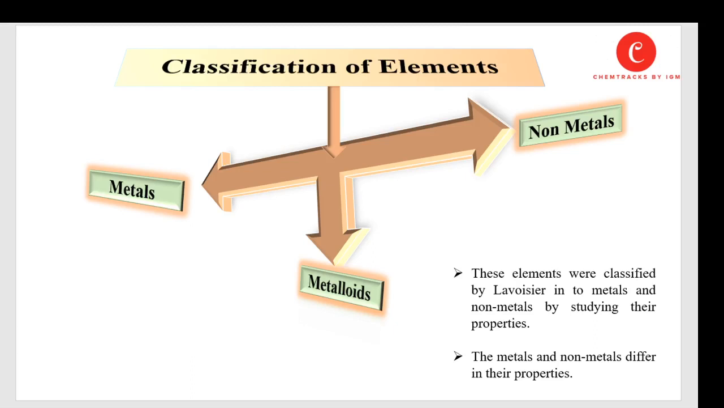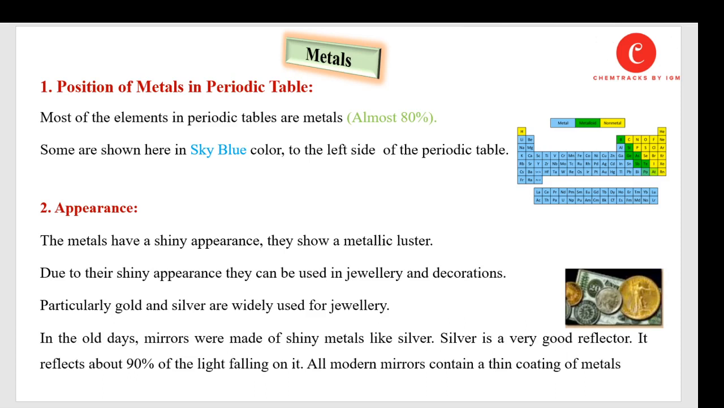In our previous lecture, we discussed the classification of elements into three main classes: metals, non-metals, and metalloids. These elements were classified by studying their properties. We also studied that this classification is based on the difference in the properties of metals and non-metals. So let's discuss their properties, and we are starting with the properties of metals.